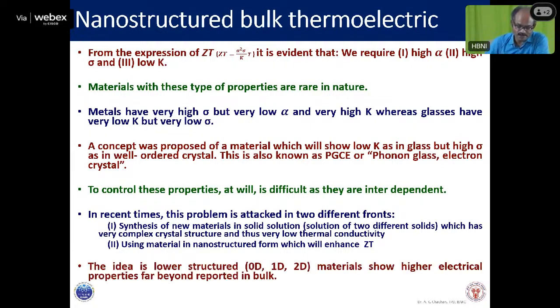And using the material in a nanostructured form, which will enhance the ZT. If the material is nanostructured, it means you have made the structure at the nano level. In that case, the phonon contribution can be reduced. So the idea is lower-dimensional structures, 0D, and there is the possibility of 1D or 2D materials. This shows high electrical properties far beyond those reported in the bulk.